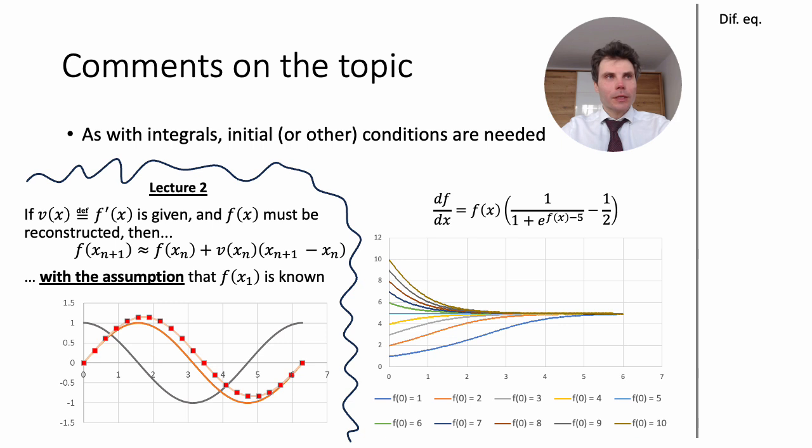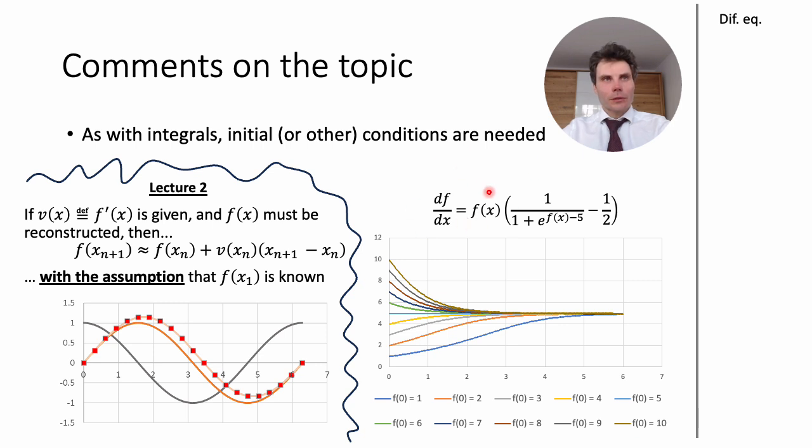The key point is that back then we needed to know an additional condition, namely the value of the function f computed at a given point x sub 1, in order to pick an individual solution to this equation from the infinite variety of possible solutions. So many functions satisfy this equation, but just one of them satisfies both the equation and the initial condition.